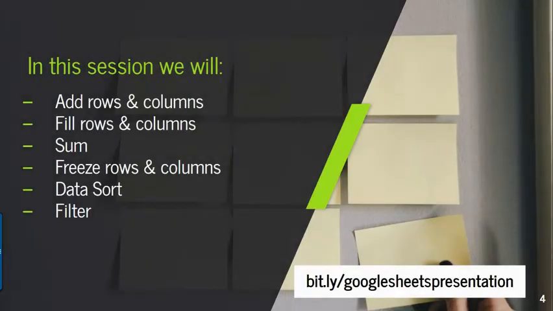So in this session, we will manipulate our spreadsheet a little bit by adding rows and columns and then filling in those rows and columns. We're going to do a little bit with formulas. We're going to really look at that sum formula. And then we're going to freeze some of the rows and the columns so that they don't disappear on us. And then finally, we'll manipulate the data on this spreadsheet by sorting it and filtering it.